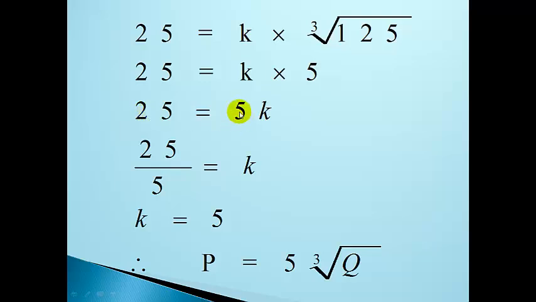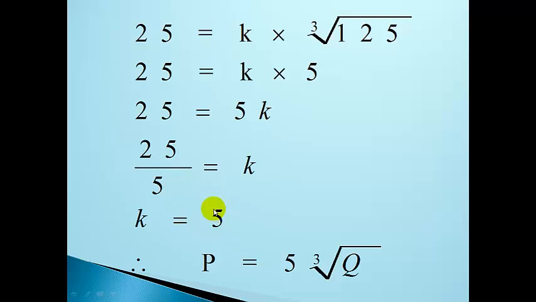Now because we are solving for k, we divide the right hand side by 5, and we divide the left hand side also by 5. When we divide 5k by 5, we have k. And this is equal to, when we divide 25 by 5, 5. This means that the value of k, that is the constant of proportionality, is equal to 5.